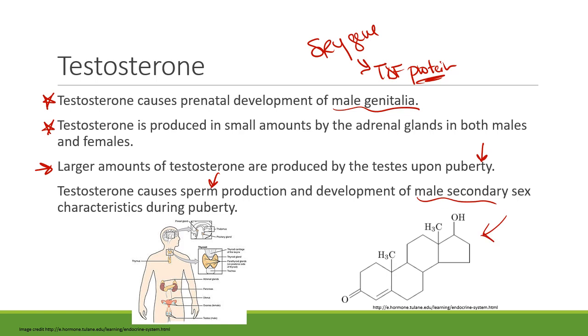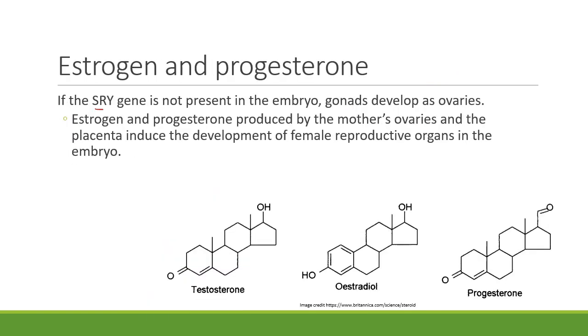This is the molecule testosterone. It looks a lot like cholesterol. So if you feel like you've seen this molecule before, it looks a lot like cholesterol. So you kind of have. So if the SRY gene is not present, or if it's mutated, then instead of testicles, you get ovaries.